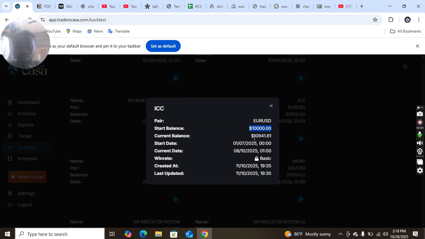$10,000 as a simulated fund capital. The current balance is 9% up, which is 10,941. That's close to about 10%, which is amazing for a strategy over a period of 3 months, 25 trade logs, right?